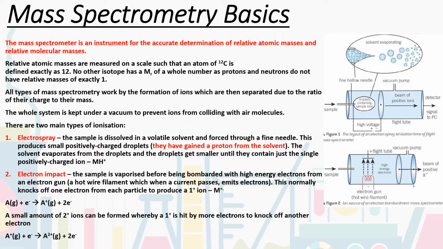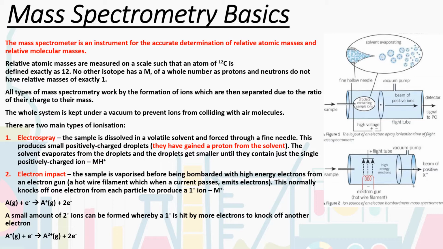is very easily. Now relative atomic masses are measured on a scale such that an atom of carbon-12 is defined exactly as 12. We talk about referencing it to 1/12 the mass of an atom of carbon-12, and that's exactly 1, and so therefore 12 times that for carbon-12 is defined as exactly 12. Now no other isotope has a mass of a whole number because protons and neutrons do not have relative masses of exactly 1. So carbon's the only one which has an exact whole number mass.